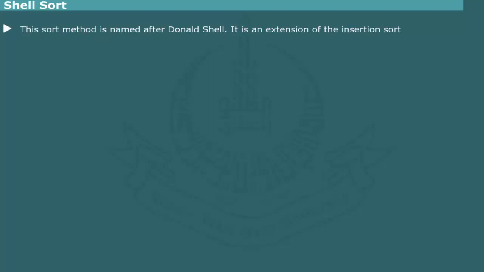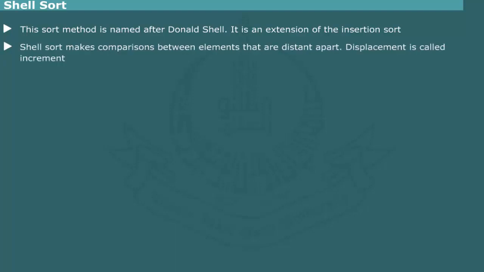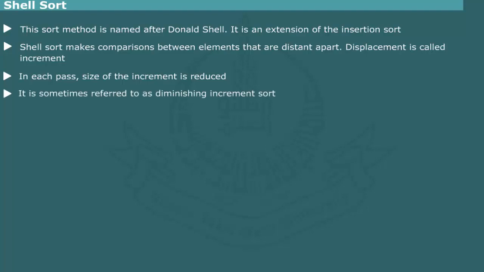Shell sort. Shell sort, named after its inventor Donald Shell, is designed to improve the performance of quadratic sort algorithms. It is an extension of the insertion sort. In shell sort, comparisons are made between elements that are distant apart. The displacement is called increment. In each pass, the size of increment is reduced, so that in the last pass, comparison is made between the adjacent elements. For this reason, a shell sort is sometimes referred to as diminishing increment sort.